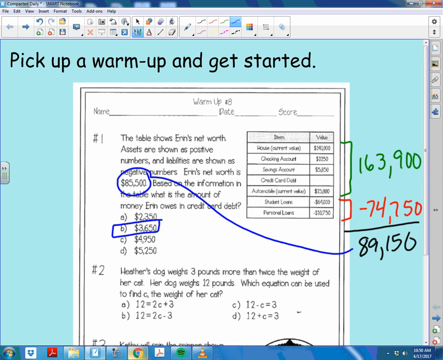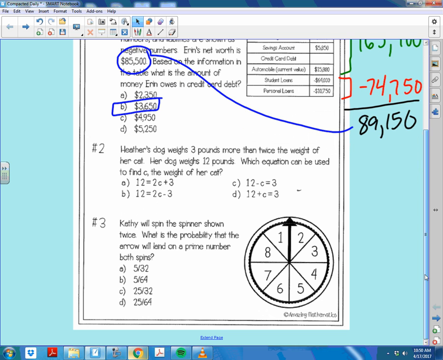Is the credit card debt an asset or a liability? Debt is never an asset. Credit card debt is a liability. It is money you owe. Make sure you understand the difference between assets and liabilities. Assets are things with a positive net value. Liabilities are things with a negative net value. It's usually money that you owe. Okay?